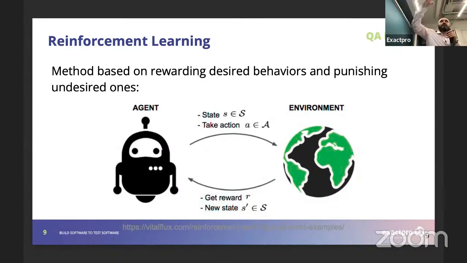So the loop starts with the agent creating some model of the environment, about the world, about its state, and then it takes some action. But once the action is taken, the world is changing. So now the world is different, and the state is different. And the basic idea of machine learning here is to introduce this reward system. So when the move was correct, then you get some kind of plus in your algorithm. And when the move was incorrect, then you get some minus.